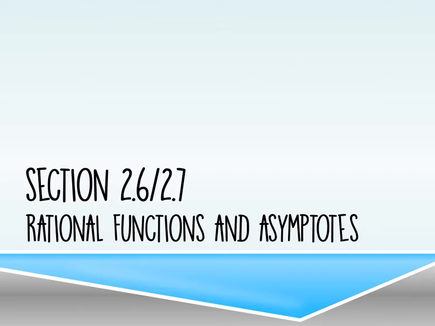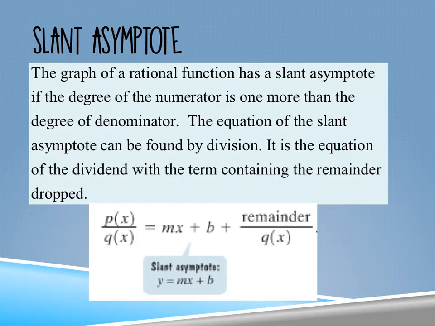All right, so we're going to pick up where we left off, which is rational functions and asymptotes, part 2, starting with the slant. So a slant asymptote occurs when the degree of the numerator is 1 more than the degree of the denominator. So when the highest exponent in the numerator is 1 more than the highest exponent in the denominator, there is a slant asymptote. The equation of the slant asymptote, it is a line. So the equation is y equals mx plus b.